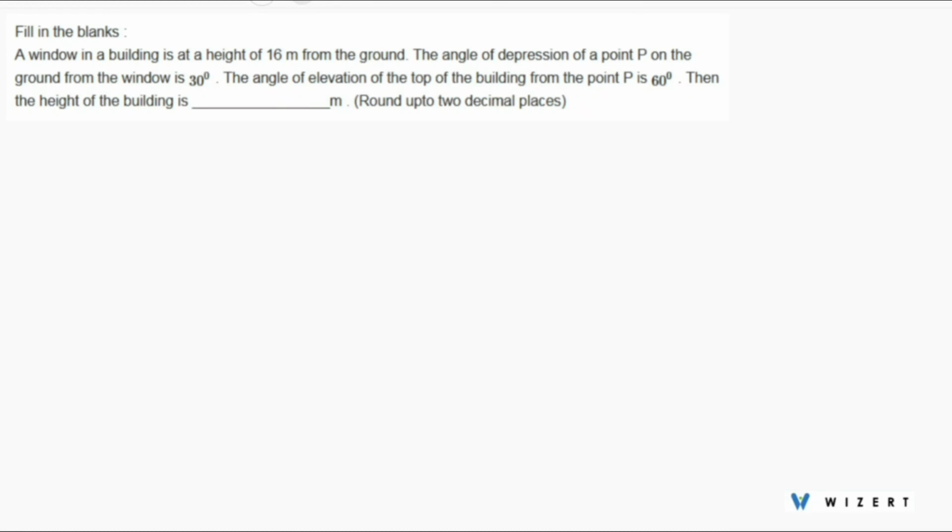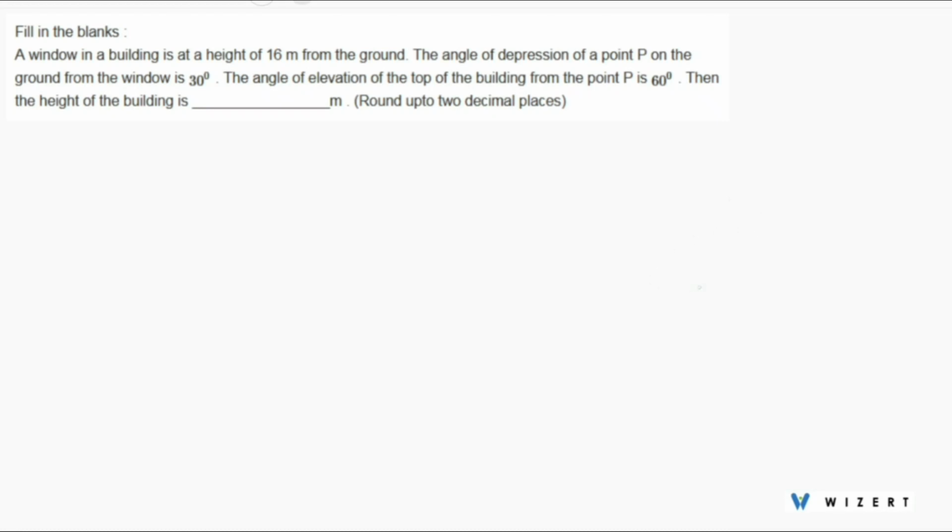We have this question here. Fill in the blanks. A window in a building is at height of 16 meters from the ground. The angle of depression of the point P on the ground from the window is 30 degrees. The angle of elevation of the top of the building from the point P is 60 degrees. Then find the height of the building.